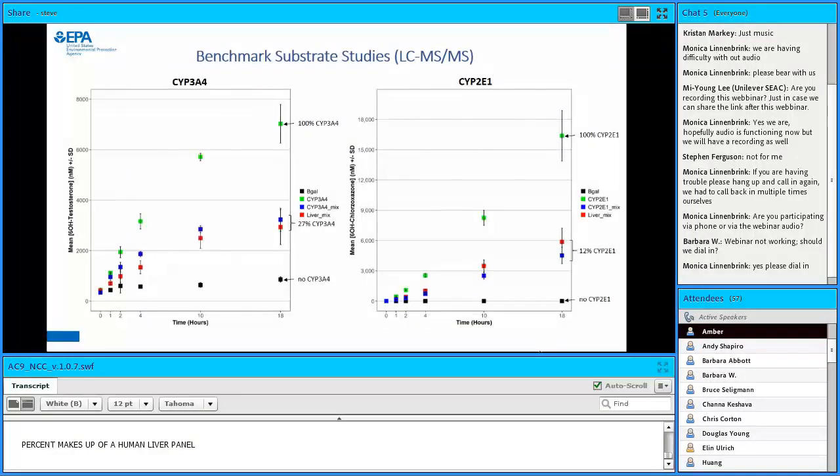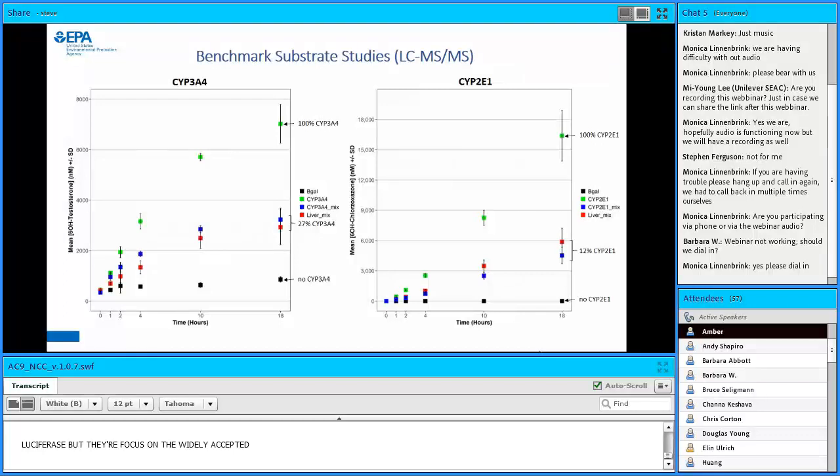Up until this point, we had done this work with luminogenic substrates for cytochrome P450s, which are a handy tool because they can be done in multi-well plates and analyzed with a standard plate reader that lots of labs would have for measuring luciferase. But they're not widely accepted as definitive proof that your CYP enzymes are working as advertised.